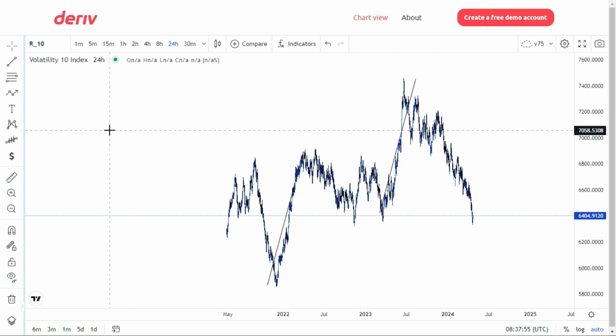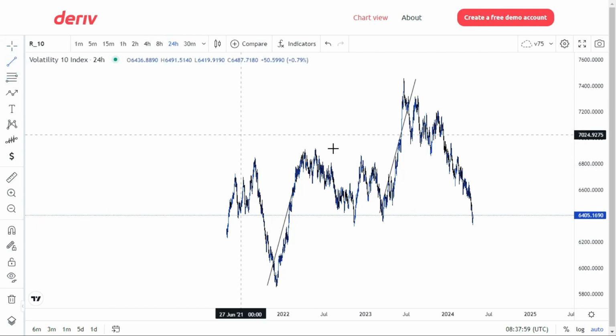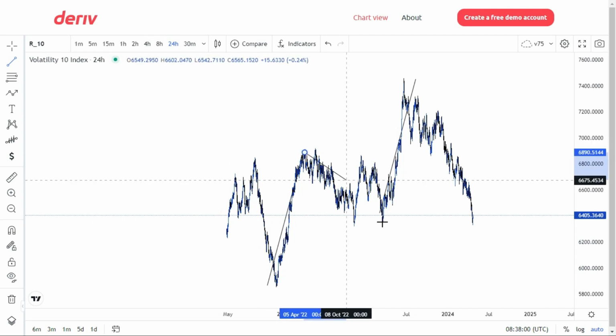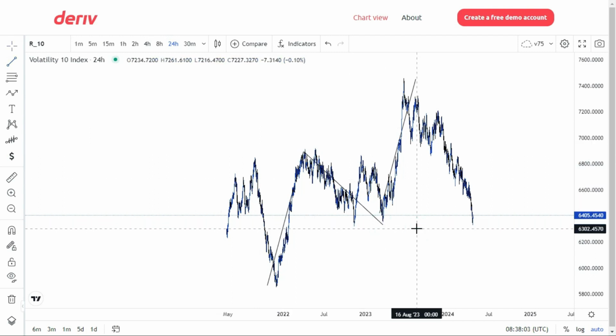Then let's look at the corrective moves that we have in the market. If you look from this point to this point, the market was correcting. A corrective move is very slow, number one, and it has many candlesticks. That's how you identify the corrective move. So that's a corrective move.